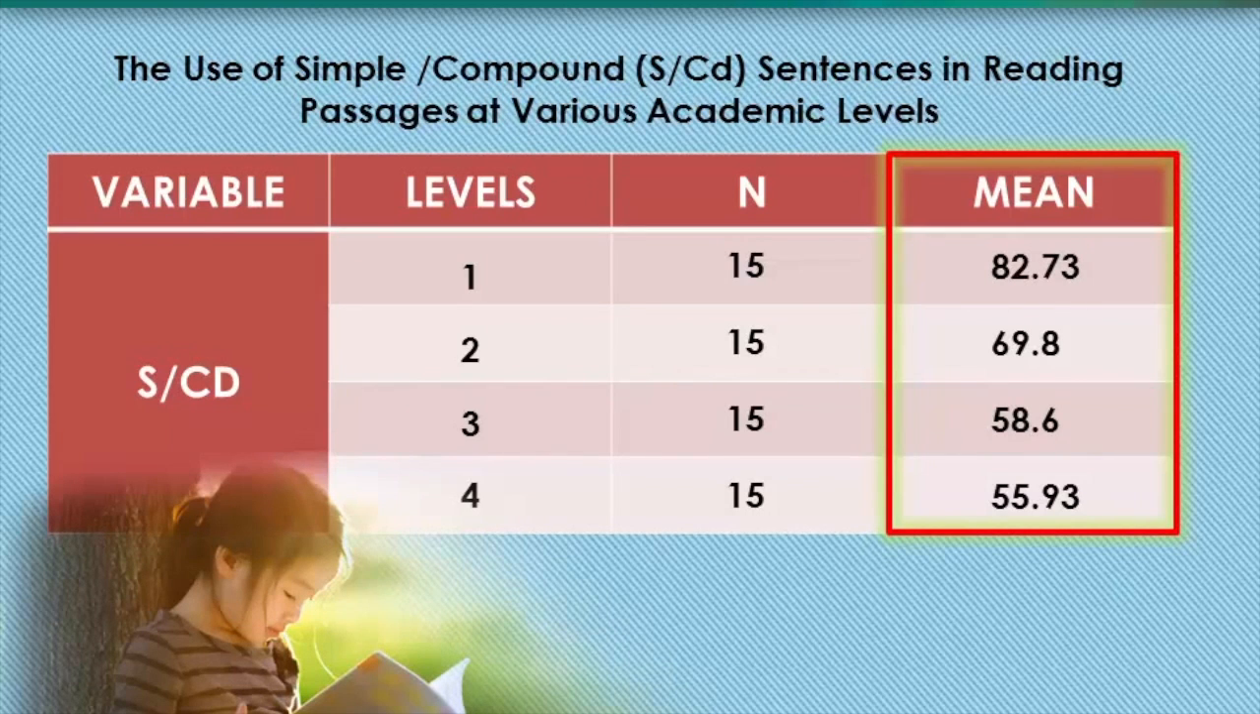82.73% of the sentences in Level 1 passages consist of simple or compound sentences. 69.8% of the sentences in Level 2 passages consist of simple or compound sentences. 58.6% of the sentences in Level 3 passages consist of simple or compound sentences. 55.93% of the sentences in Level 4 passages consist of simple or compound sentences.